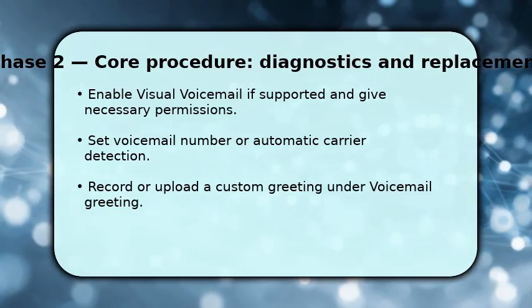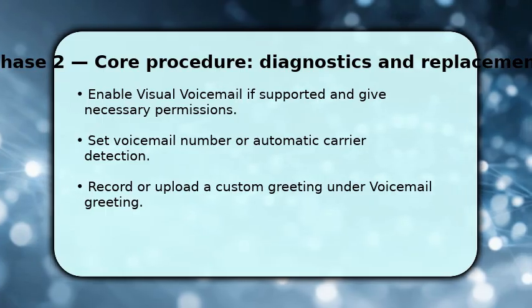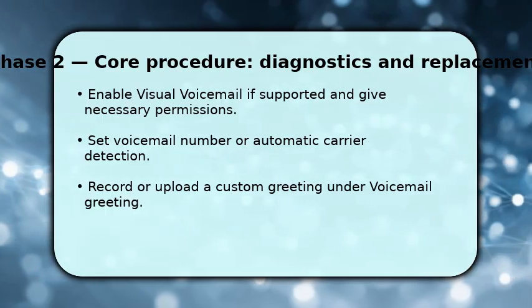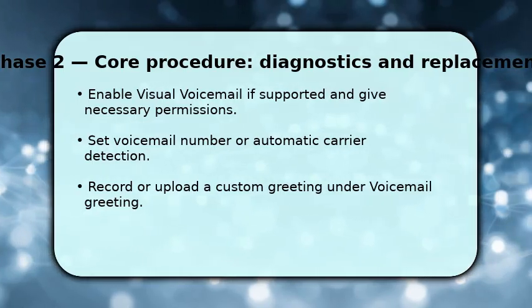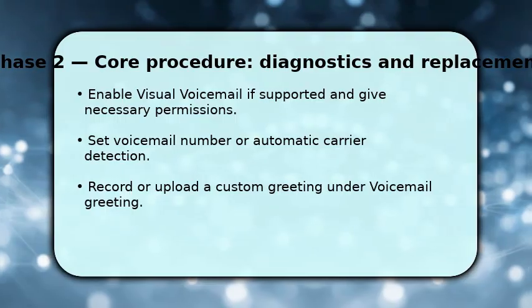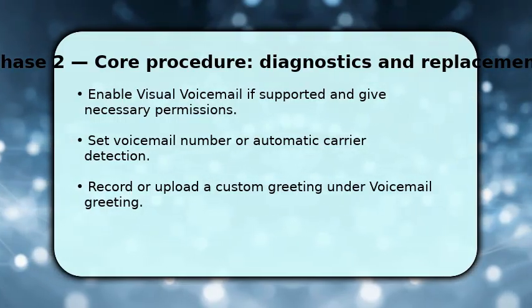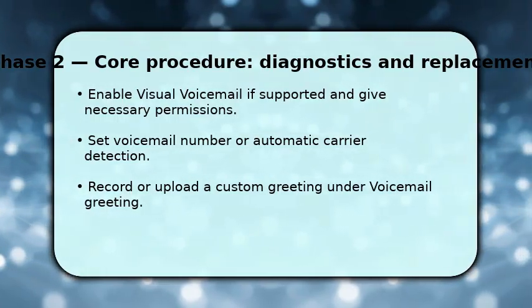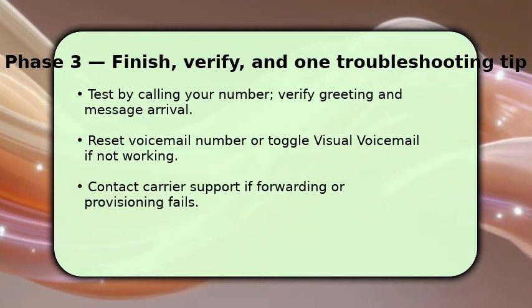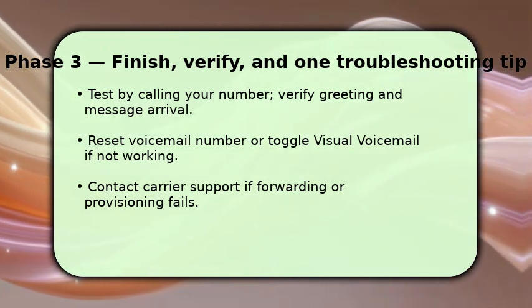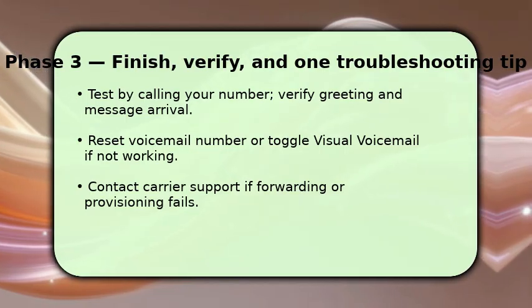Then, tap Voicemail Greeting to record or upload a custom message. Choose something concise and clear. You do this to make sure callers hear the right info, and so saved messages appear in the Dialer app. To finish, test the setup by calling your number from another device and confirm your greeting and that a voicemail appears in the app. If messages don't show, toggle visual voicemail off and on, or re-enter the voicemail number.